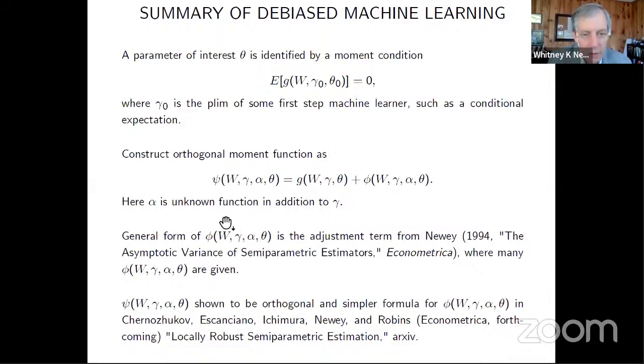I actually worked on this a long time ago, from this paper, Asymptotic Variance of Semi-Parametric Estimators. This phi is the adjustment term, which adjusts for the presence of the non-parametric gamma here. Okay. You're doing an adjustment for the fact that you're plugging in an estimate. And that's what this is. Okay, it's this adjustment term from this earlier paper.